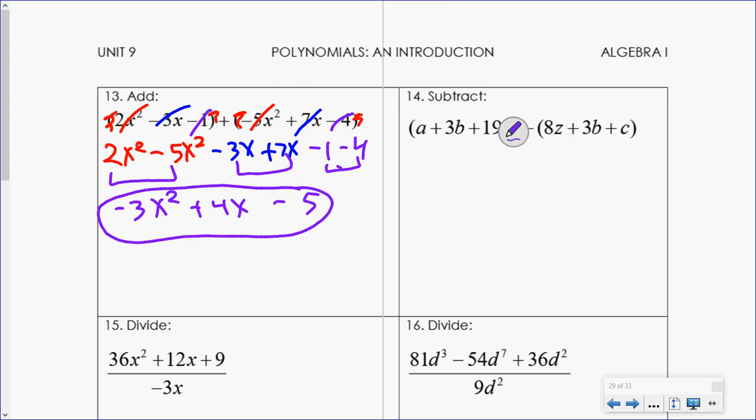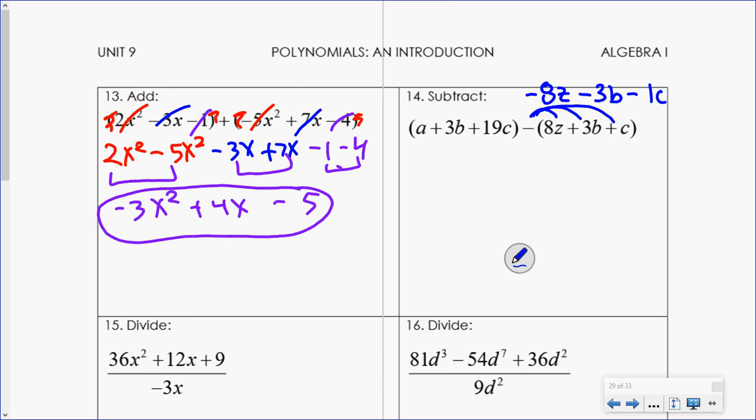Number 14, I'm subtracting, so I'm going to go ahead and change this portion here. So all of the terms inside become the opposite of what they already are. So I'm just going to change those signs. So this distributes, becomes negative 8z. Distribute again, becomes negative 3b. And again, negative 1c. All right.